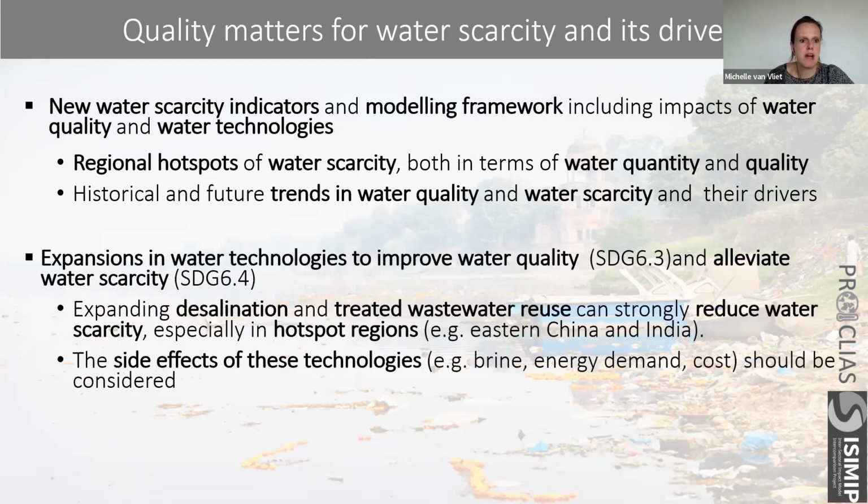Also in terms of relevant drivers, we also considered expansions in water technologies to improve water quality in line with SDG 6.3, and also to alleviate water scarcity in line with SDG 6.4. And for this, we concluded that expanding desalination and treated wastewater reuse can strongly reduce water scarcity, especially in hotspot regions such as Eastern China and also in India, where we overall see that water scarcity is driven by both water quantity and water quality issues.